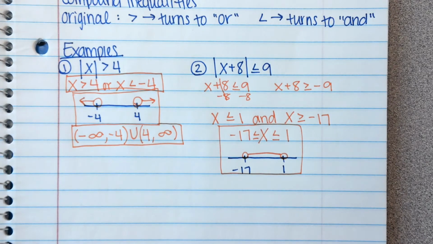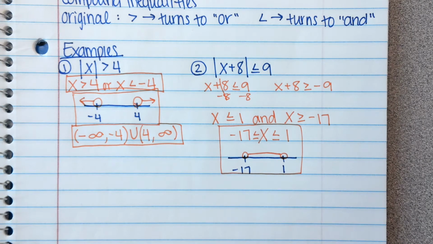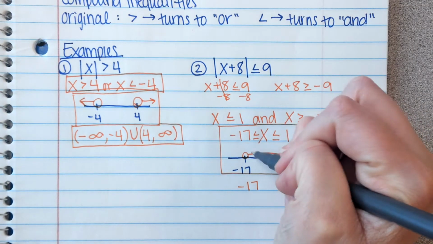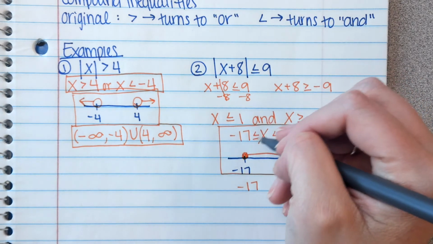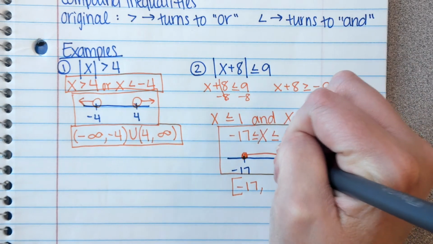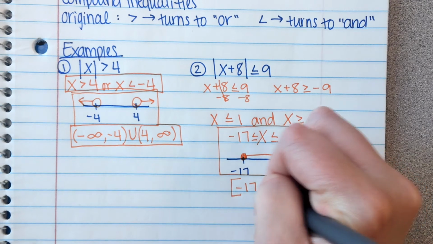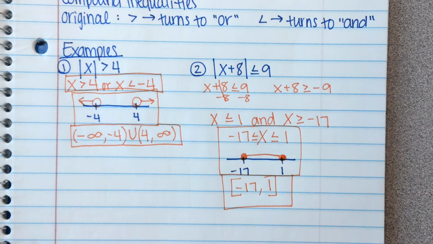Now, let's go back to number 2. I apologize. So this is an and, so we know we're just going to have one interval. It's these solutions in the middle. So we go from negative 17. Is negative 17 included? It is, and I forgot to color in the circle. So it has an equal sign, so it's included, and we use a bracket. We go to 1. It's also equal to, it's included. So we have a 1, and we have a bracket. Okay? So 3 parts to an answer.